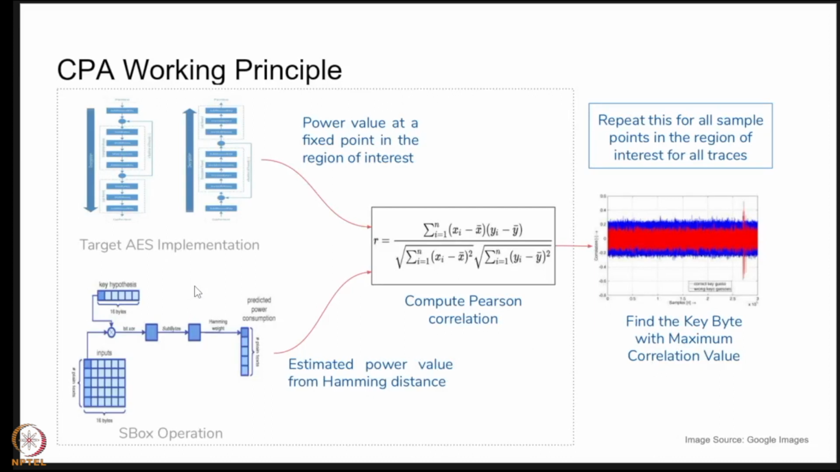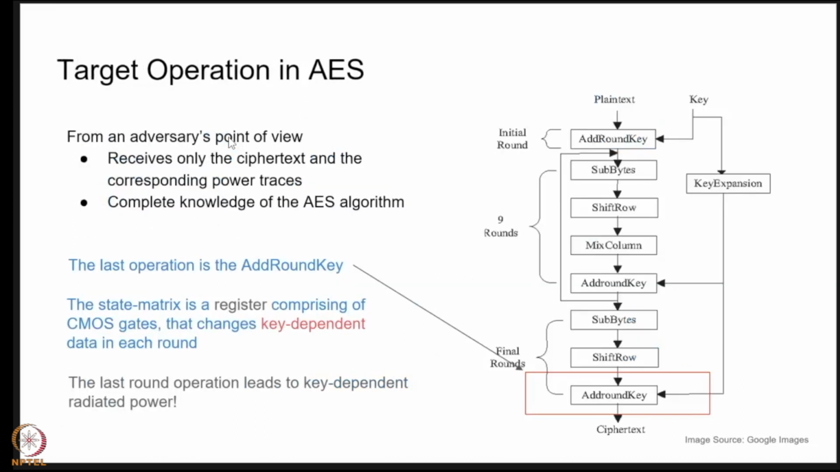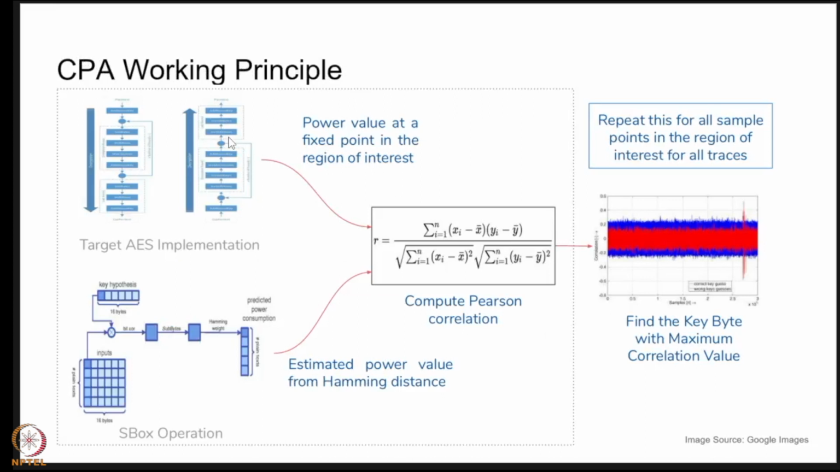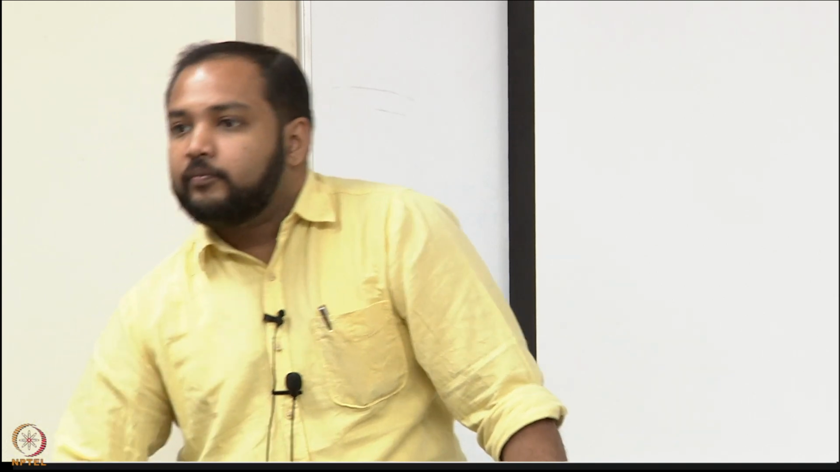So ideally what we target over here is, as I said, the 10th round input, and from the 10th round input we collect the traces. Then ideally we have a hypothetical power matrix and a real power matrix that we are collecting, and based on that we compute this Pearson correlation. So why are we using only Pearson?